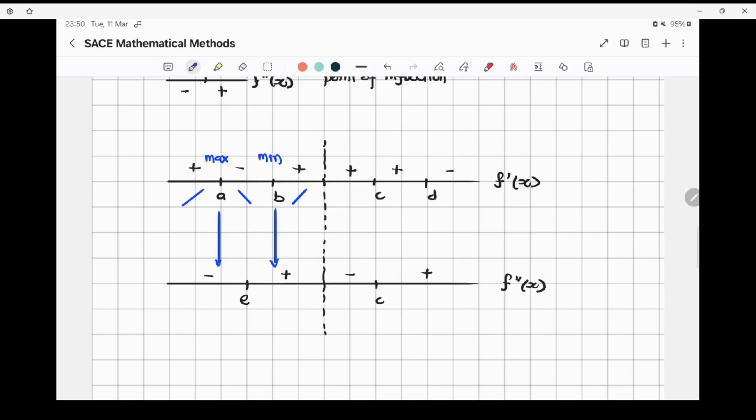So then you shouldn't read your sign diagram across your vertical asymptotes. So this region is basically off limits. You don't need to read that. So now let's look at C. C, both are positive, so it might be a stationary point of inflection. In fact, when you look down, there is a change in sign in your f double prime from minus to plus, and your f prime is the same sign. So this is a stationary inflection.